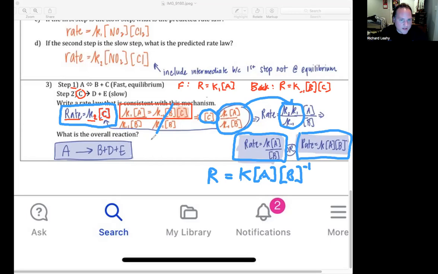What's the overall reaction? How do they do that? So the overall reaction should get rid of any intermediates. Pick a different color. So you get rid of the C's.